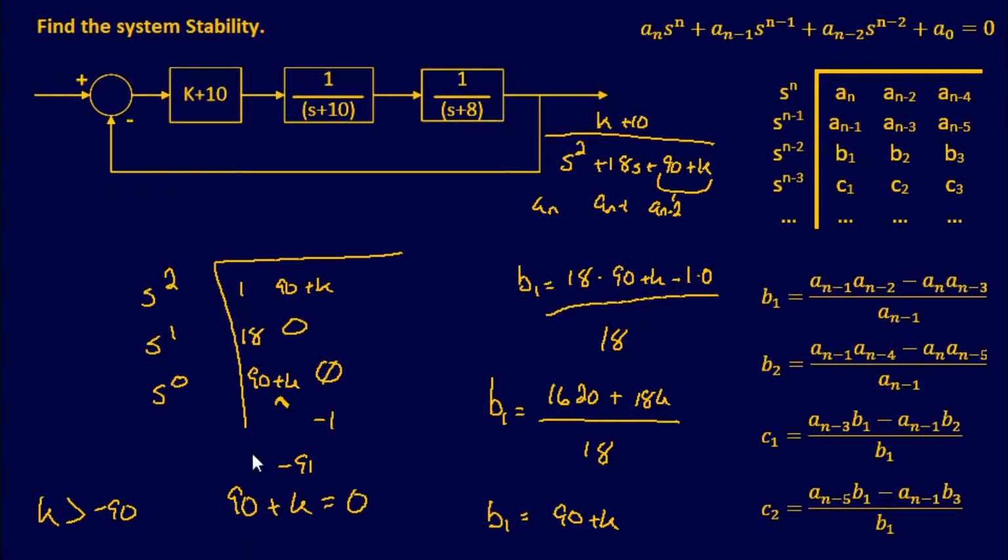So all I did was just take this guy, move him over here, and move a variable to the other side of the equal sign, becomes a negative. So that's how we have -90, and K must be greater than -90. So our answer for this one is K must be greater than -90 for your system stability.